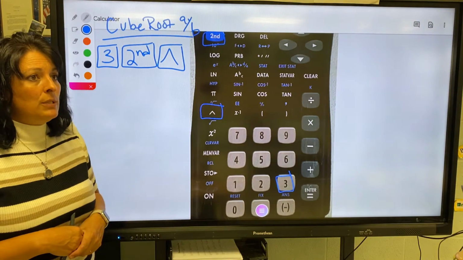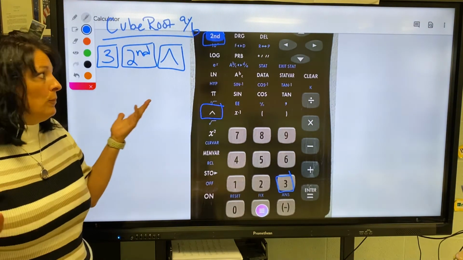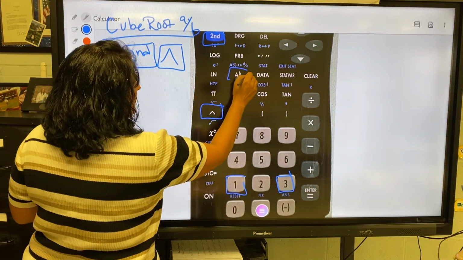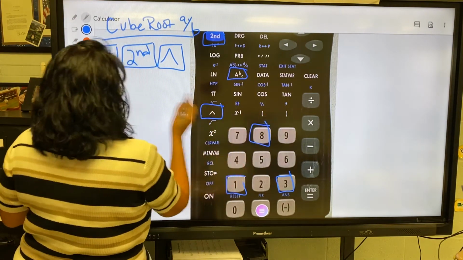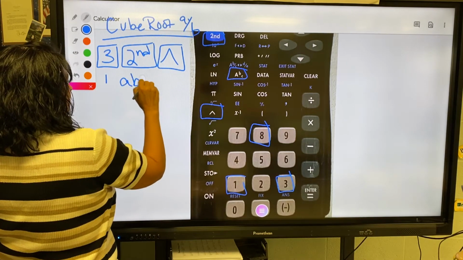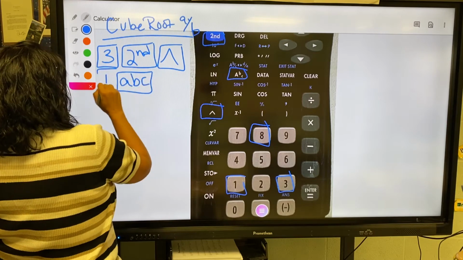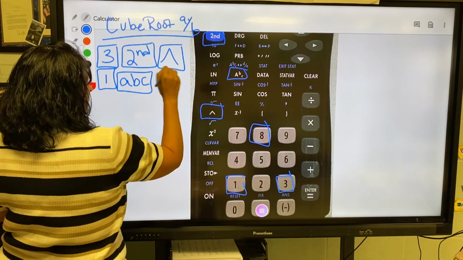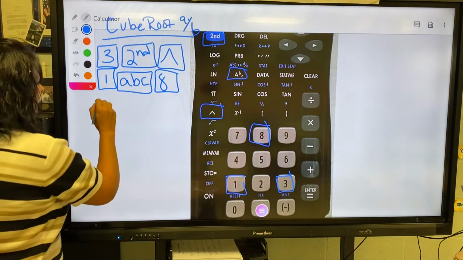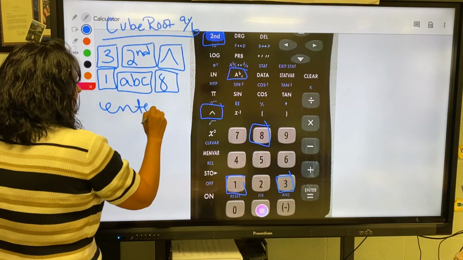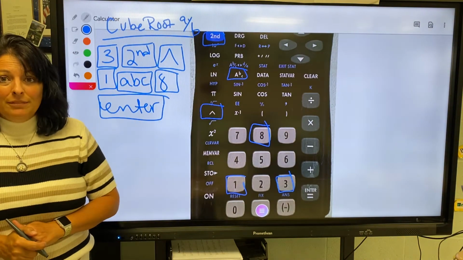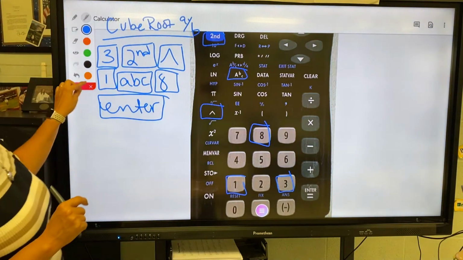So if I was doing 1/8, I would do the 1 ABC 8. And it would bring it all the way back for me to 1/2. We good? Awesome.